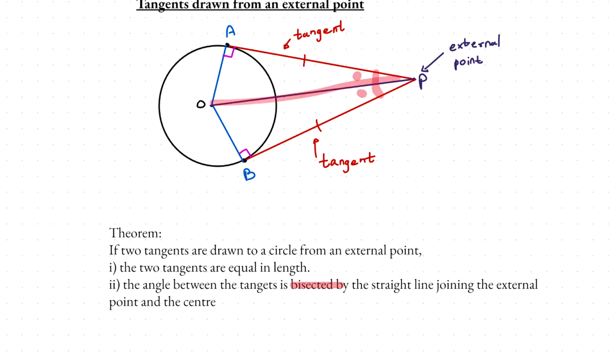That means, children, if we take this angle, it is divided into equal parts by this straight line. So this angle and this angle are equal. I will also indicate that here in the diagram. Therefore, APO and BPO are equal.